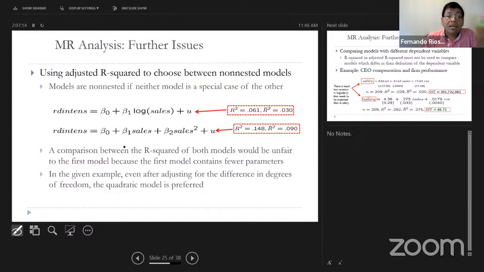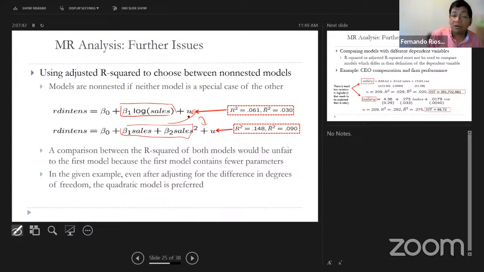For example, let's say we have this scenario with two not nested models. They're not nested because the only variable that is in model one is not included in the second one, and these variables are not included in the first one, so therefore they are not nested. There is no way to make one model look like the other. Normally, there is no way to compare them and see which one does better.